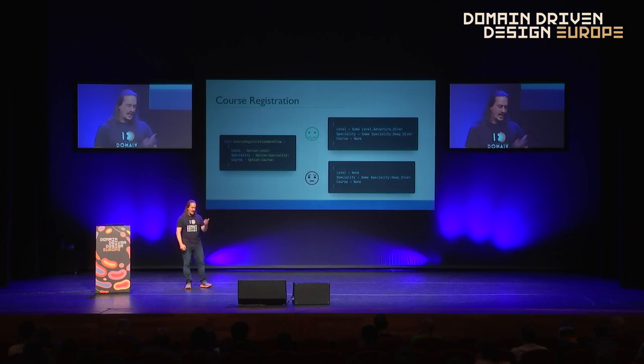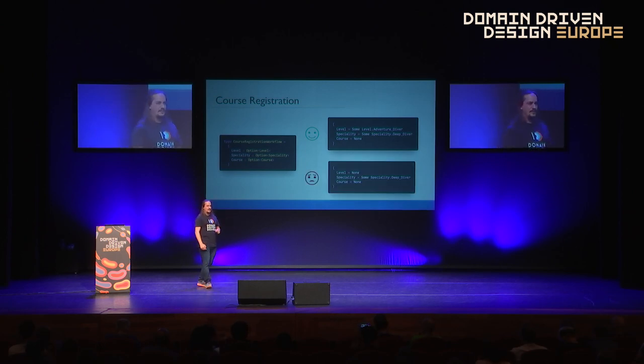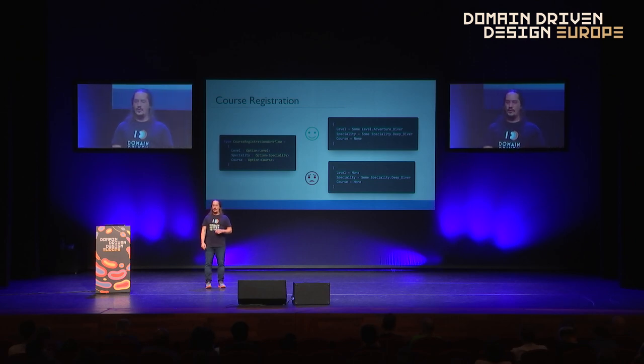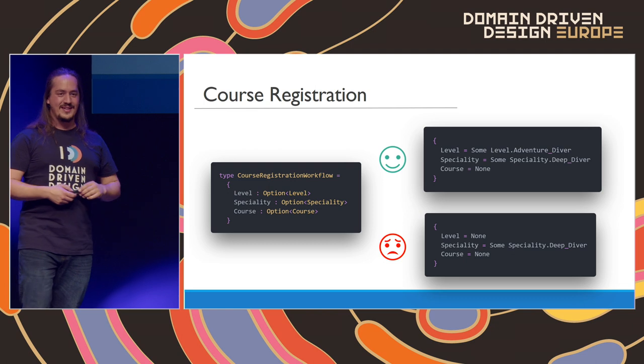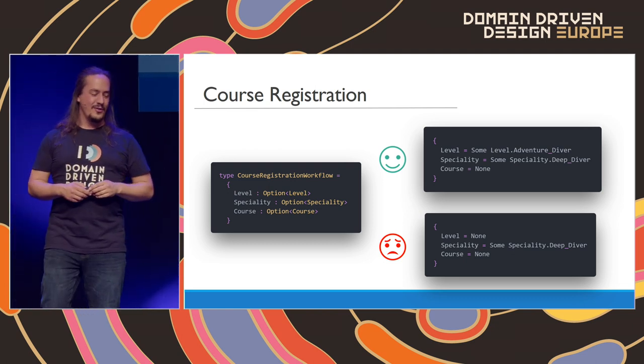But you could say, I don't have a level, but I have a specialty. And that makes no sense. This state can never exist in our domain. But what to do? Because we're good programmers, we put in validation logic everywhere. We put in a lot of validation in the front end, so we know in the back end this case can never happen, and we don't have to deal with it. Yeah, been there, done that multiple times, and I'm suffering still from it.